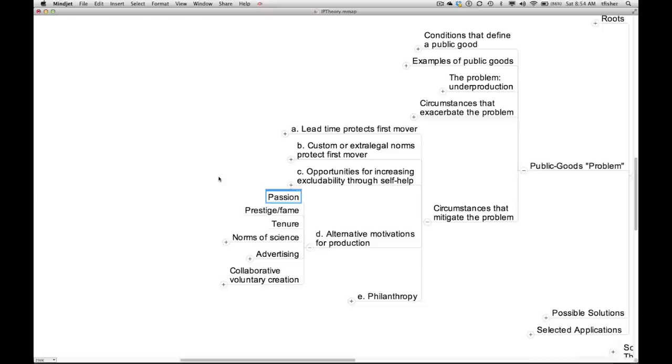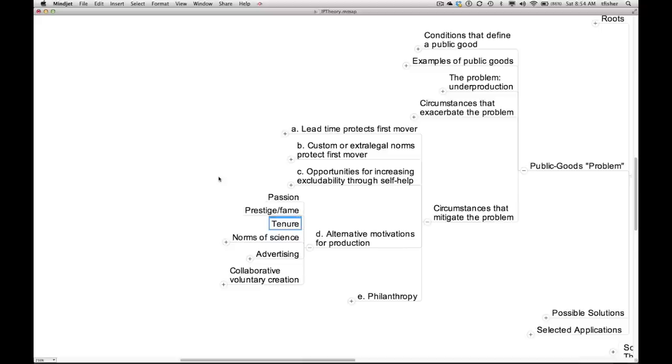Prestige, fame, tenure, these play powerful roles in academic communities. Most scholars make no money whatsoever from their articles. Some make money on books, but from articles, almost never. So why do scholars write them? Well, first to get tenure, and then, in some cases, to increase their prestige or renown.